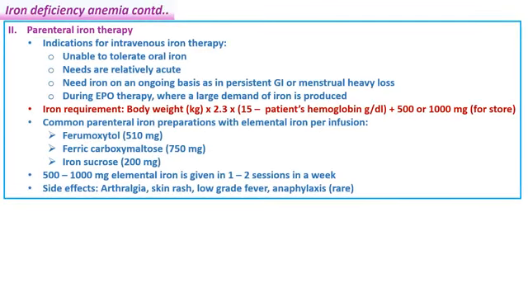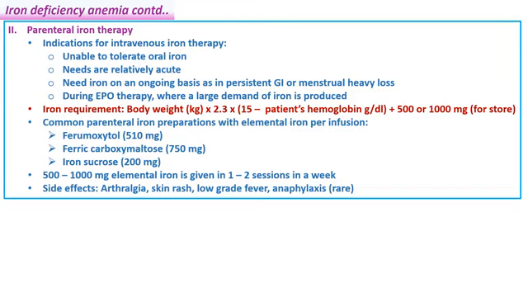Parenteral iron therapy. Indications for intravenous iron therapy: unable to tolerate oral iron. Needs are relatively acute. Need iron on an ongoing basis, as in persistent gastrointestinal or heavy menstrual loss, or during erythropoietin therapy where a large demand of iron is produced.